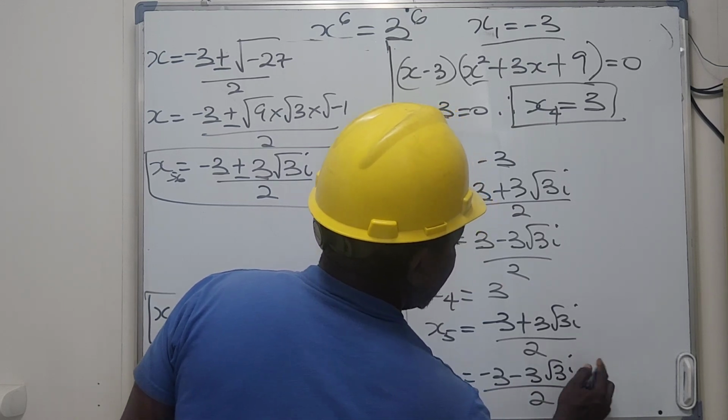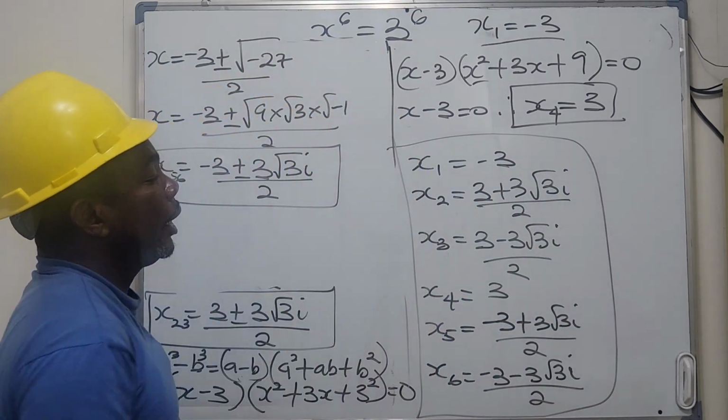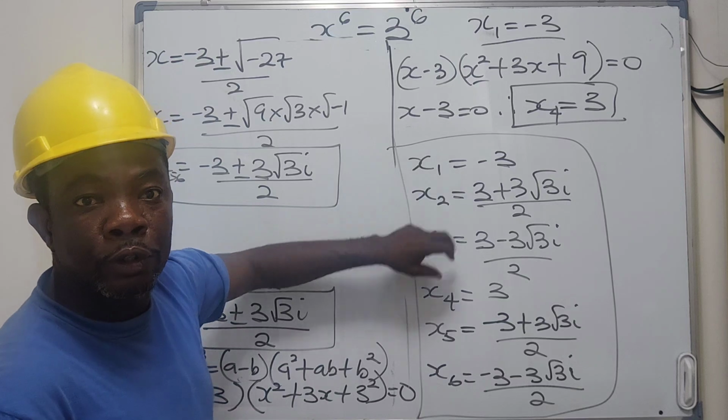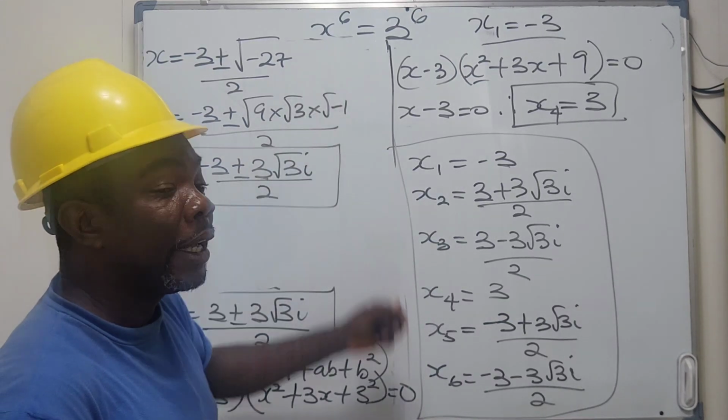So these are the 6 solutions of x that we have, and they all satisfy this equation. So here we have 2 real solutions and also 4 complex solutions. They all satisfy that equation.